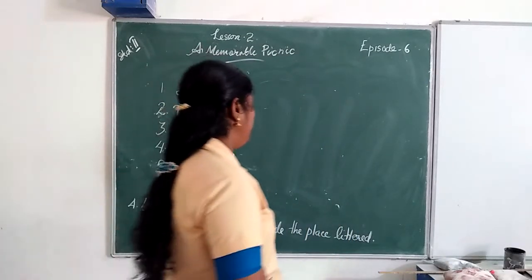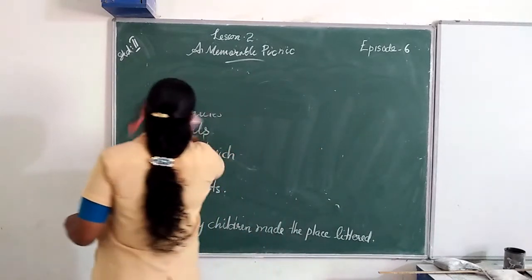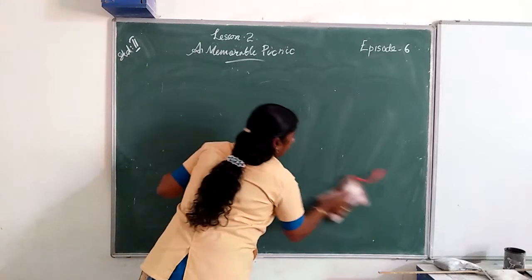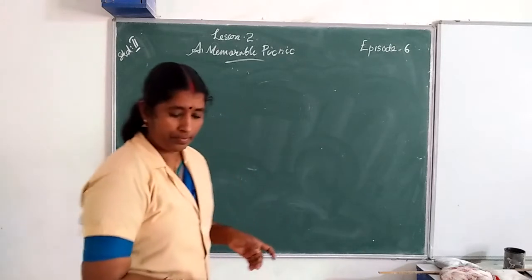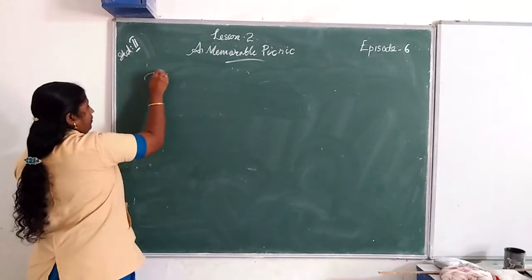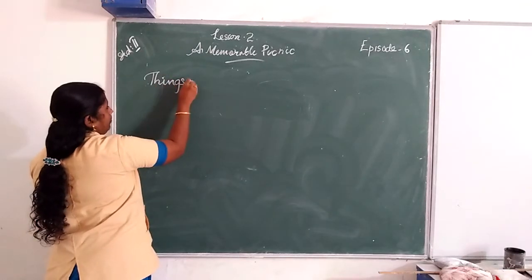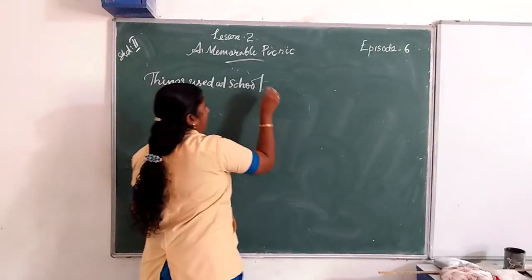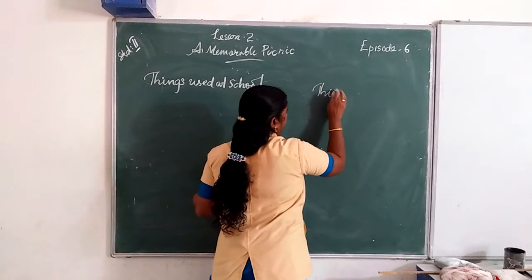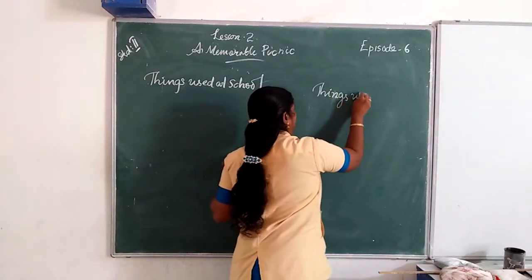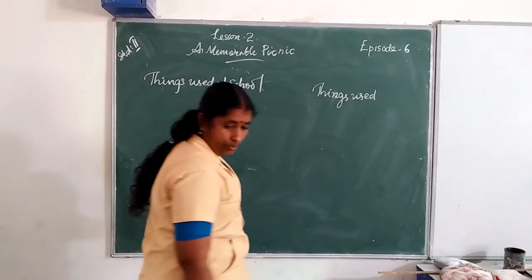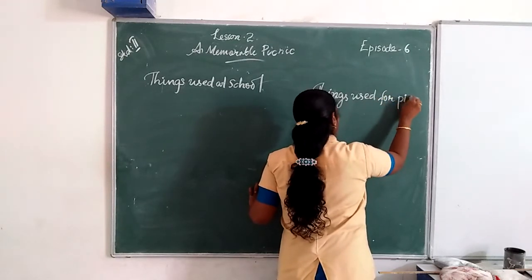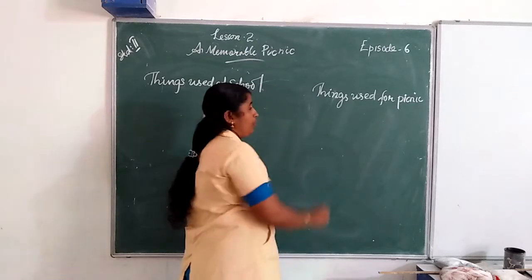Okay, first column. Things used at school. Next, things used for picnic. Okay.